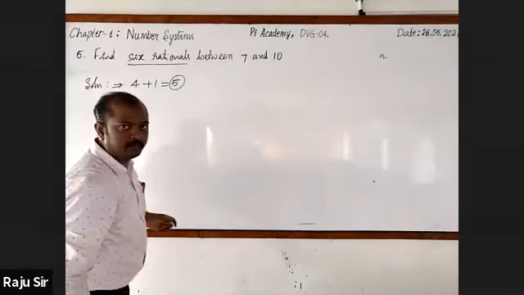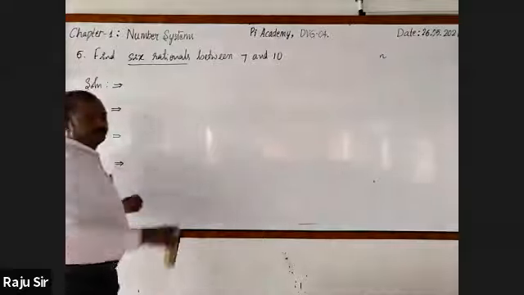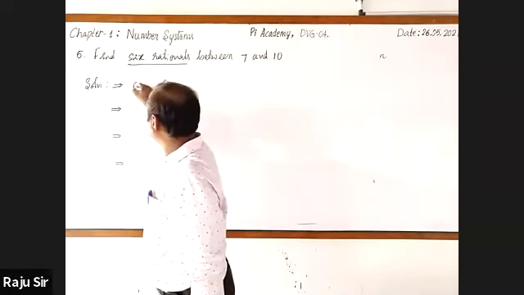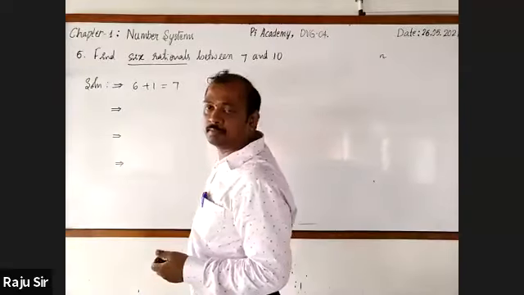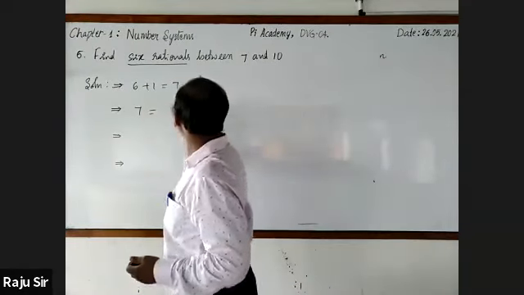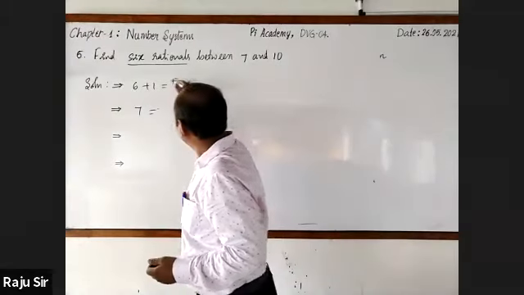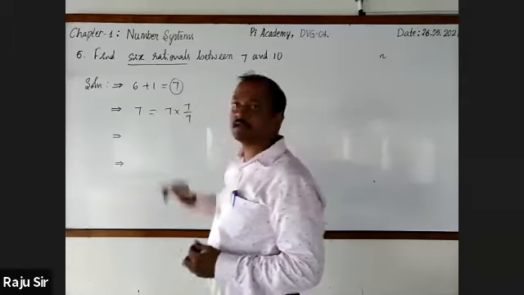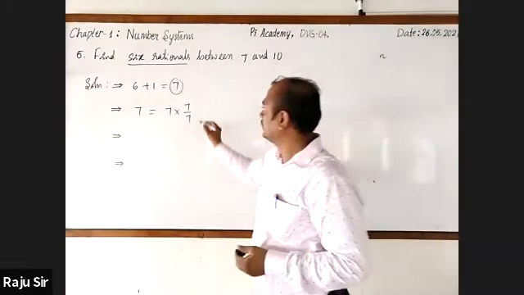Therefore, what should be done? What is the first step? We should add 1. 6 plus 1 is equal to 7. Write the number one by one. Please write with me. It is 7. Multiply 7 by 7 to the given number. You will get 49 by 7.